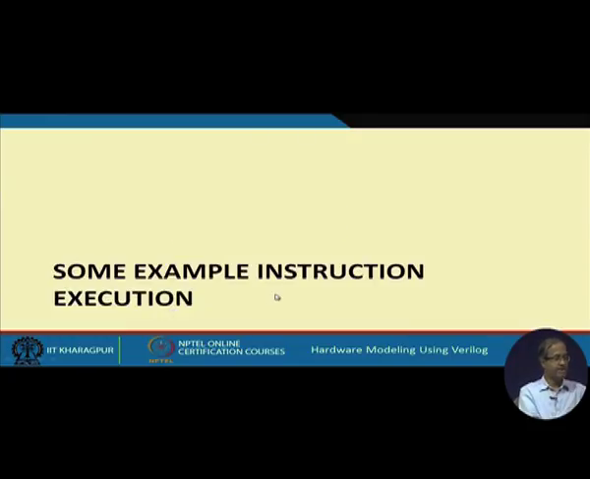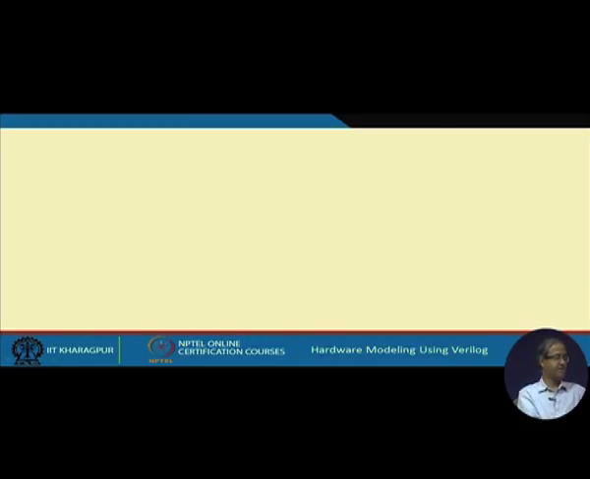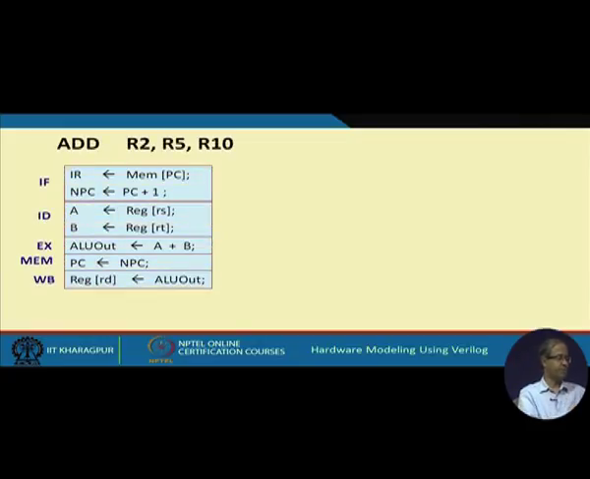Now, let us look at some instruction execution in completion, complete set of micro operations. So, if you look at this you will understand what is happening. Take this instruction, add R2, R5, R10. So, R5 and R10 is added, result is stored in R2. Let us see in the 5 stages what is happening.